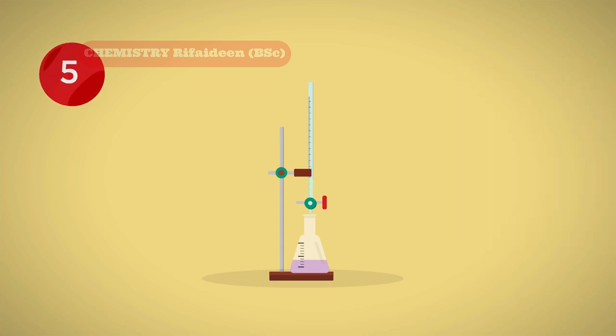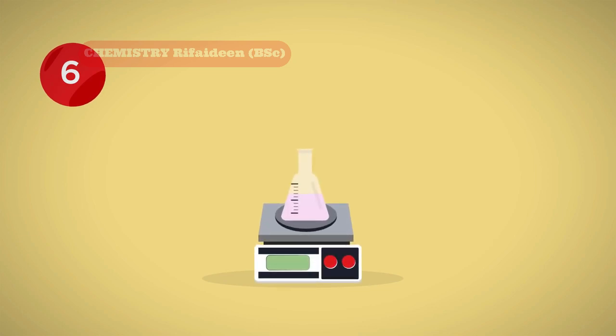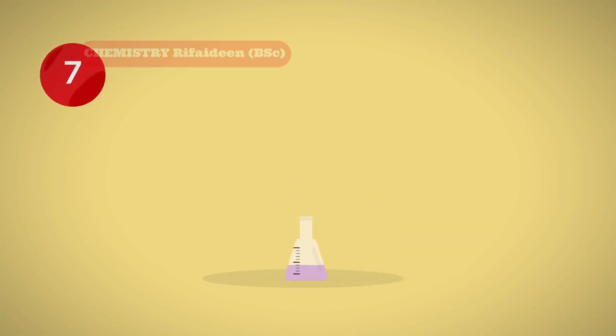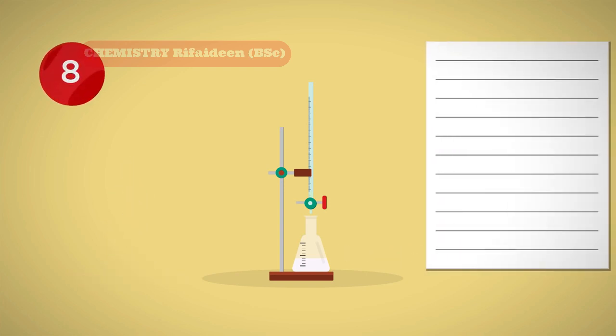5. Slowly add the solution from the burette to the unknown solution in the conical flask. 6. You may need to swirl the flask to mix, or use a stir plate. 7. Stop adding when the reaction is complete. The endpoint is reached. This is where an indicator may help because there would be an appropriate color change. 8. Record the final volume.